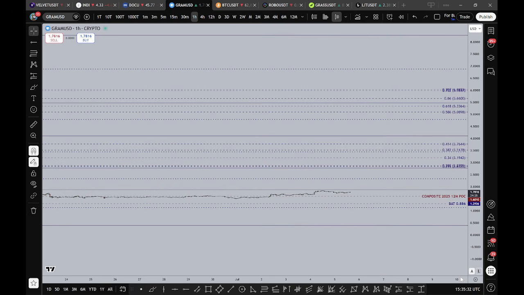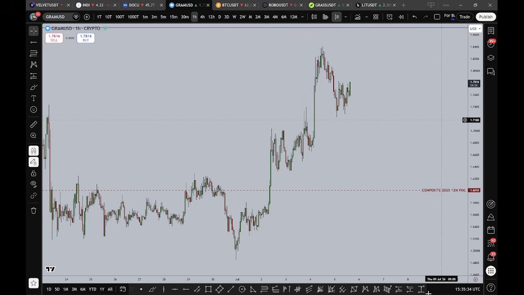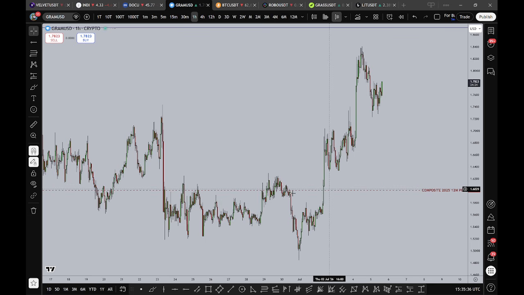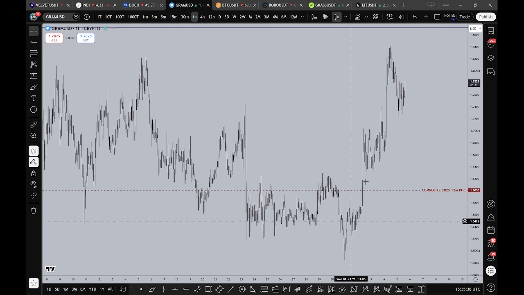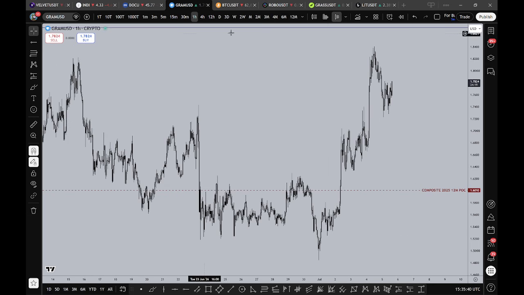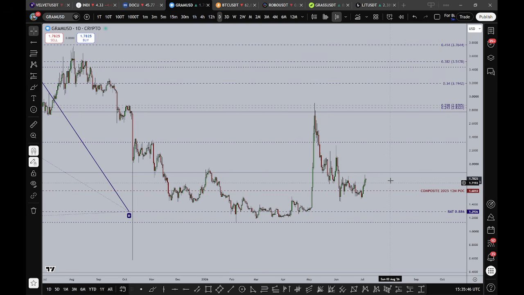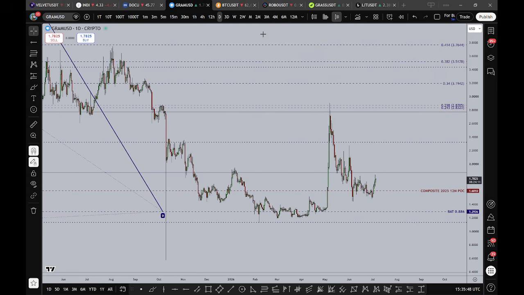Just give me a moment. Yeah, this one, right? Below this you can see we chop. Above this we get expansive moves to the upside. I really don't know why TradingView lags out on my laptop. It's insane. But the reason I'm not interested in TON for fresh entries right now is very, very simple.